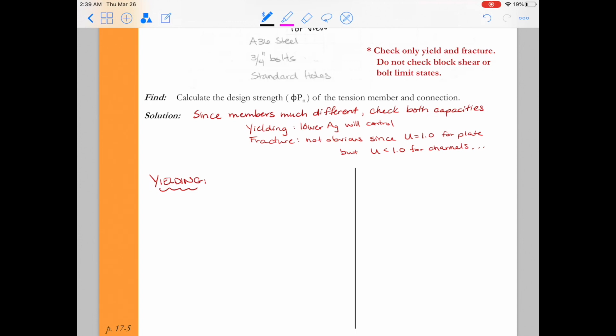So I'm just going to divide my page here and I'm just going to do the calculations for the double channel member on the left and for the plate 1x12 member on the right. And we'll start off with yielding. Yielding's a good place to get started, kind of gets our calculation rhythm going. It's one of the easier limit states to check.